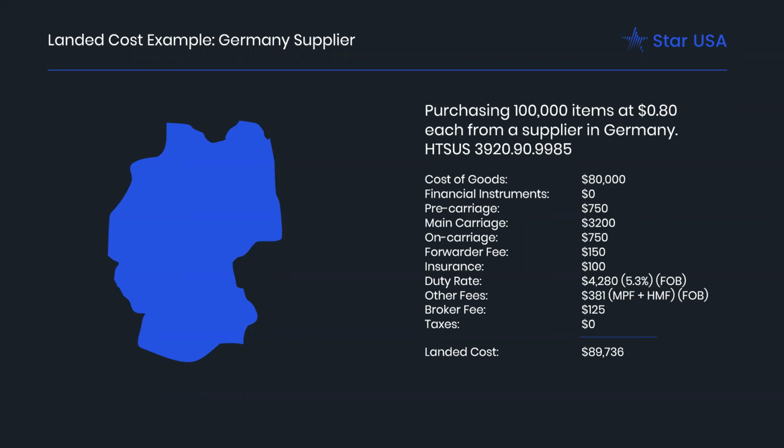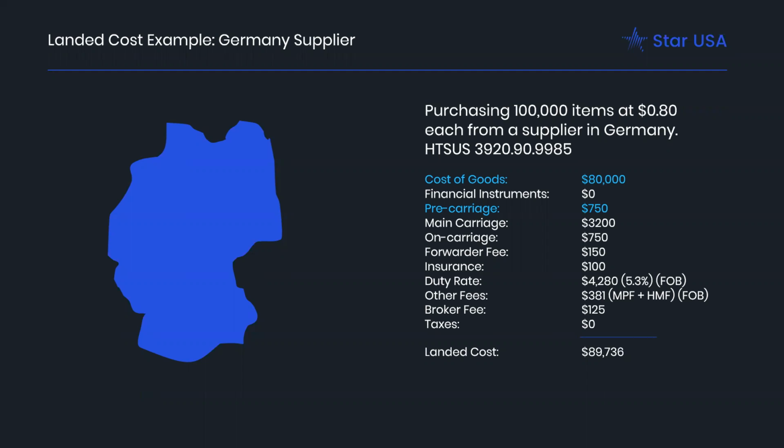Pre-carriage is $750, main carriage is $3,200, on carriage is $750, forward fee, yada yada. The duty rate here of these items is 5.3%, coming from Germany, which we do not have a free trade agreement with, and that 5.3% is applied on the FOB price. And then there's an additional $381 MPF and HMF that is also applied on the FOB price, and a broker fee of $125. And again, the FOB costs here are being applied to the $80,000 and the $750 pre-carriage. The rest of the charges are non-dutiable.